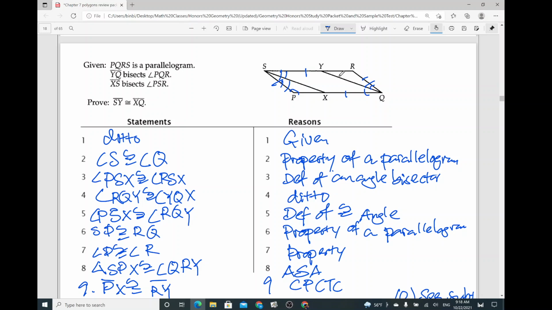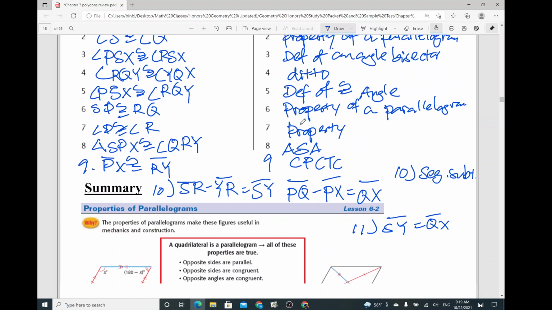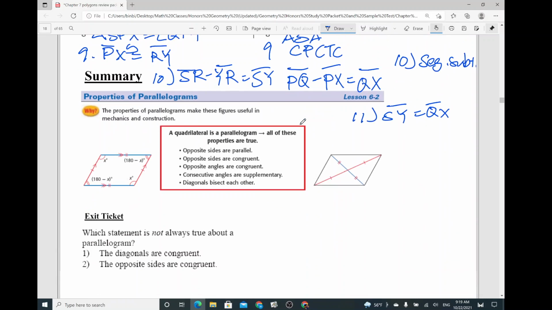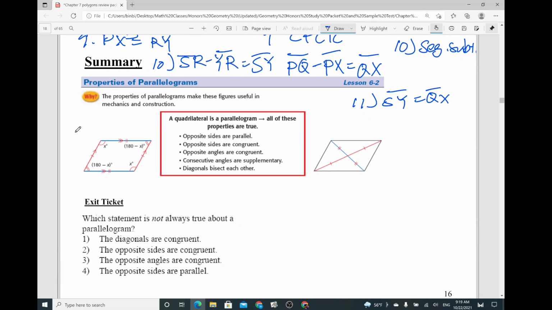Once we prove the triangles congruent, there are so many things we can find out. The corresponding line segments must be congruent, and using that with the segment subtraction postulate, we can get that SY is congruent to XQ. There's no need to prove that SYQX is a parallelogram. We can do that, but it would be tedious and more work. So the topic we talked about today is the properties of a parallelogram: opposite sides are parallel, opposite sides are congruent, opposite angles are congruent, consecutive angles are supplementary, and diagonals always bisect each other.